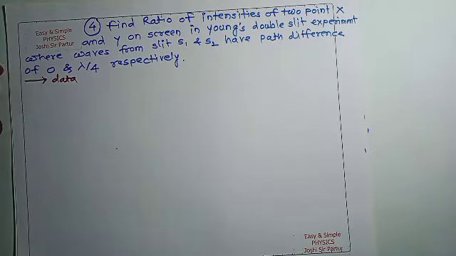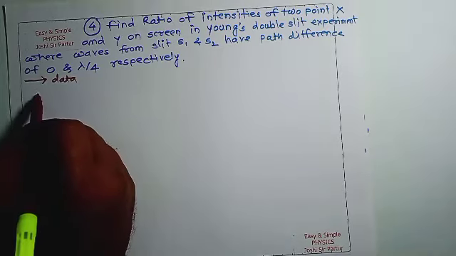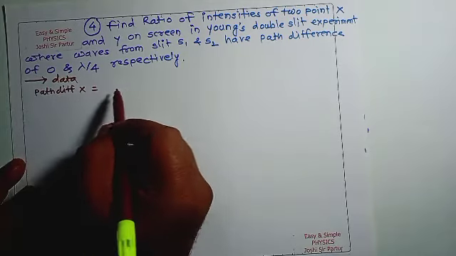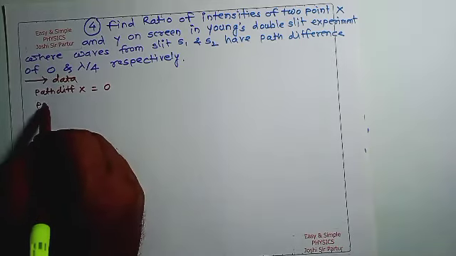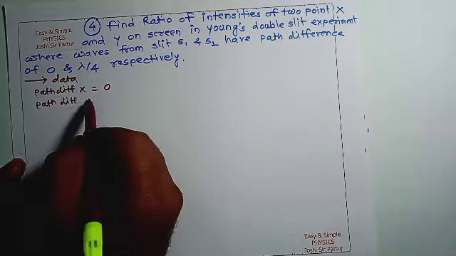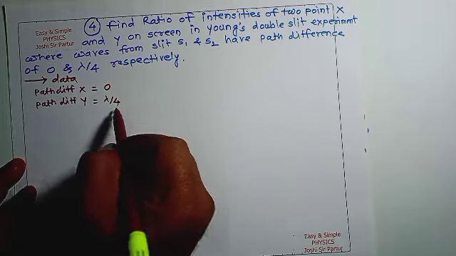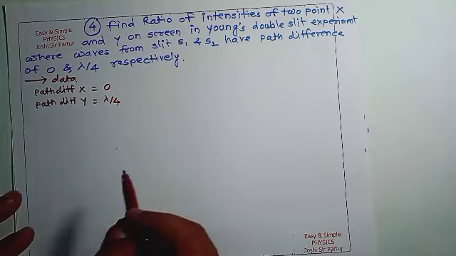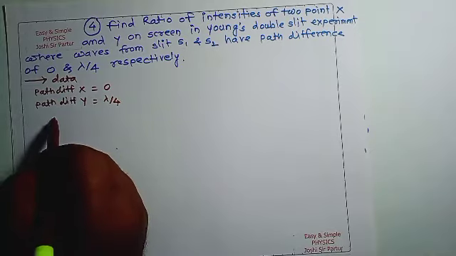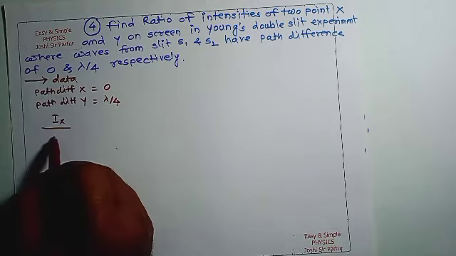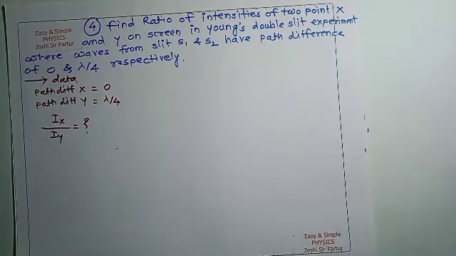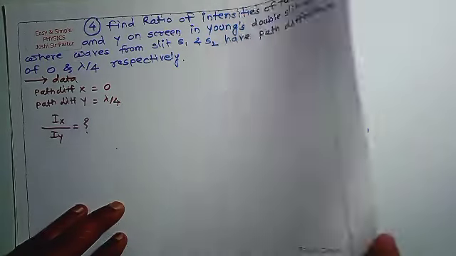The 2 points X and Y from two sources having path difference. So path difference X is equal to 0. Path difference Y is equal to lambda upon 4. And so we can find out the ratio of their intensities. Intensity for X divided by intensity for Y will be question mark. This ratio can be found out.